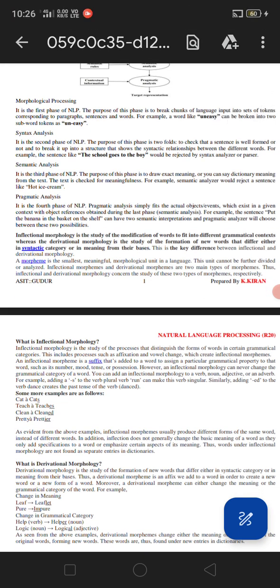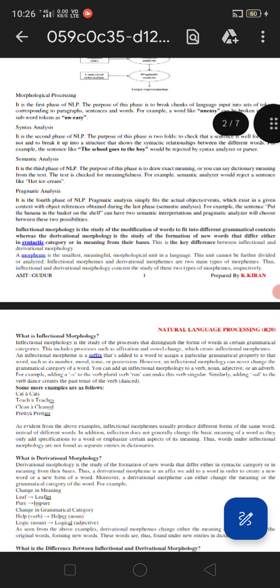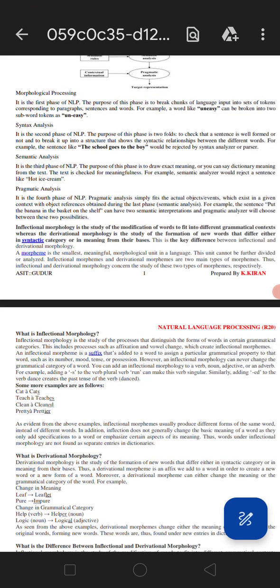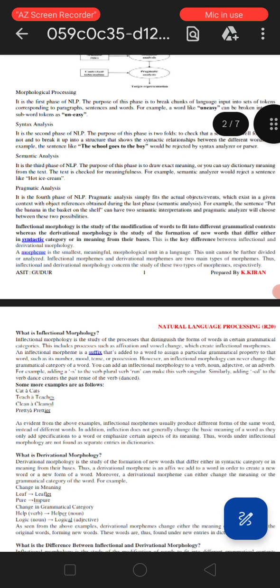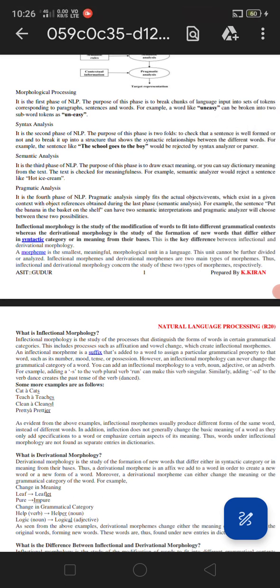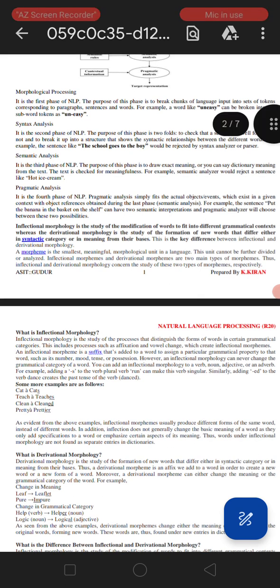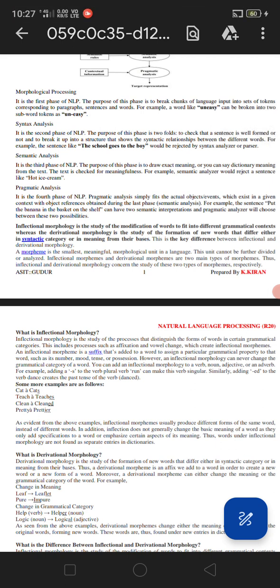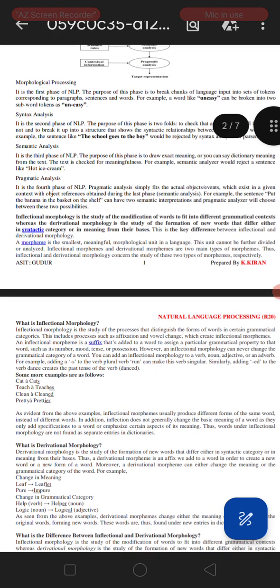A morpheme is the smallest meaningful morphological unit in a language. This unit can be further divided or analyzed. Inflectional morphemes and derivational morphemes are two main types of morphemes. Thus, inflectional and derivational morphology concern the study of these two types of morphemes respectively.